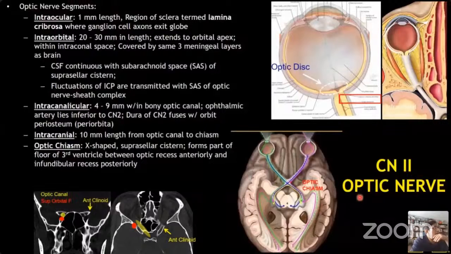If you look at the different segments of the optic nerve, it starts off with a small intraocular segment. It's pretty tiny, about 1 millimeter in length.